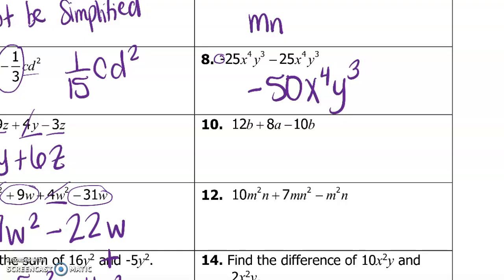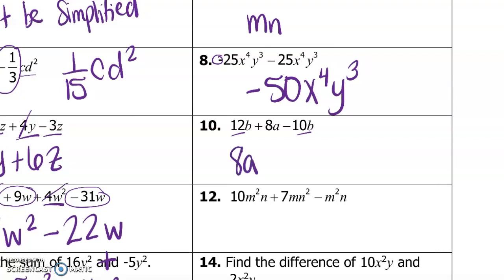Number 10. Most people like to put the b's together right away because that's what it starts with. I would prefer that you bring the 8a down first. We like to have things in alphabetical order. And then 12 minus 10 would give us positive 2b. Again, if it's a positive when you combine them, you put a plus. If it's a negative, you put a minus.